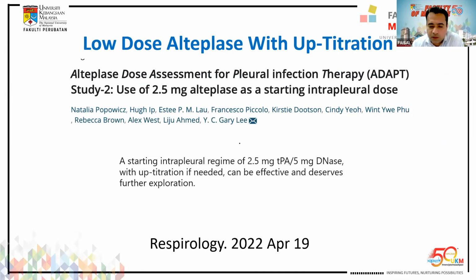It depends mainly on the center and your formulation. If you do have a 10 milligram alteplase formulation, then you can actually use a lower dose. But unfortunately, in Malaysia, we do not have this lower dose of 10 milligrams unless you can bring it into your formulary.